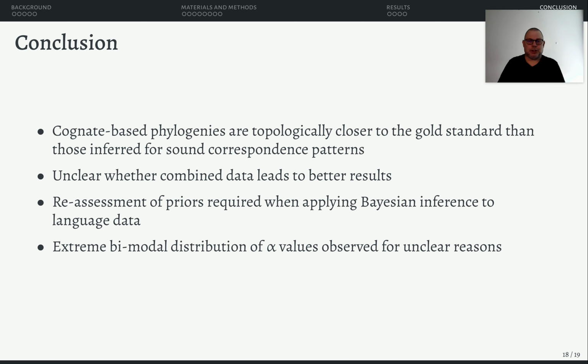So cognate-based phylogenies are topologically closer to the gold standard than those inferred from sound correspondence patterns. It is unclear whether adding sound correspondence data really improves the result, and we found this puzzling bimodal distribution of alpha values, and this is something we don't really understand yet, and this requires further elaboration.